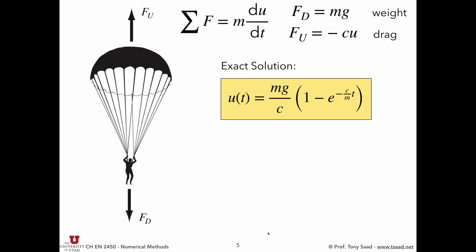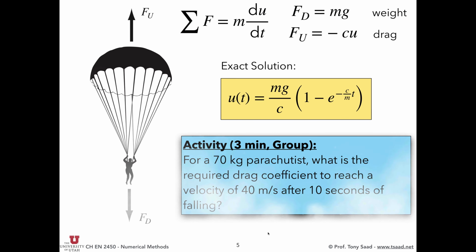Okay, now since we're doing this online, I'm going to try to keep up with activities, but I want you to take a minute now and pause the video once I'm done explaining this activity. Take a few minutes, do it individually, obviously, or if you're looking at these in groups, do it as a group. For a 70 kilogram parachutist, what is the required drag coefficient c to reach a velocity of 40 meters per second after 10 seconds of falling?